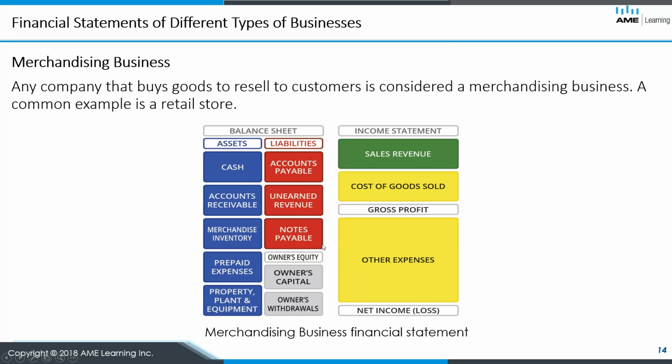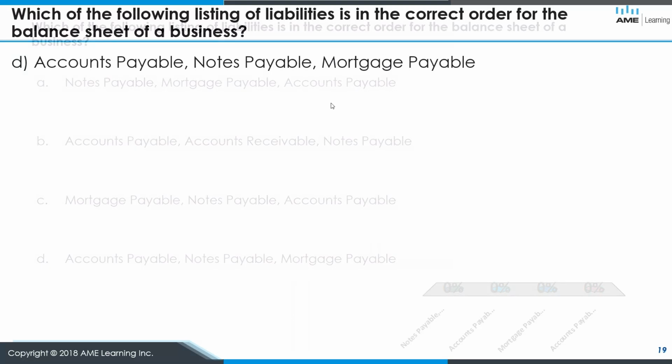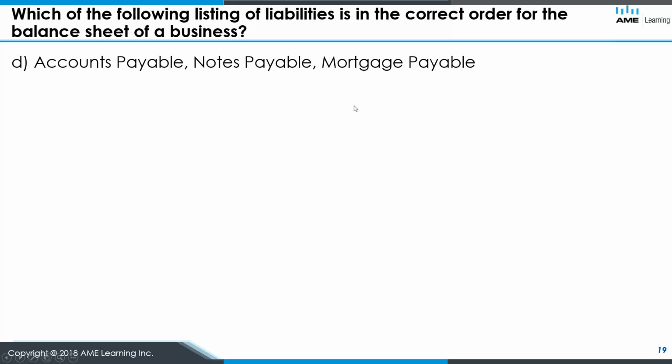Notes payable is more of those loans that are usually more long-term, maybe 5, 10 years, 15 years, whatever. And those are going to be farther down on the listing of liabilities because they will be paid in full at a longer time horizon. Okay, so I want to ask about what's the correct order. It would be accounts payable, notes payable, and then mortgage payable. Usually a mortgage is going to be a longer term 30-year loan or something like that.